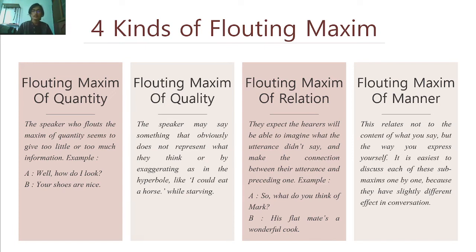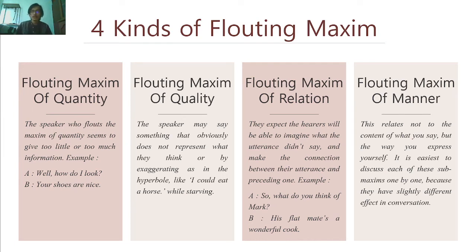For example, A: So what do you think of Mark? B: His flatmate is a wonderful cook. So from this dialogue, B is trying to interject the question. Maybe B did not like or feel uneasy from that question, so he gives an answer that is not related to the question.